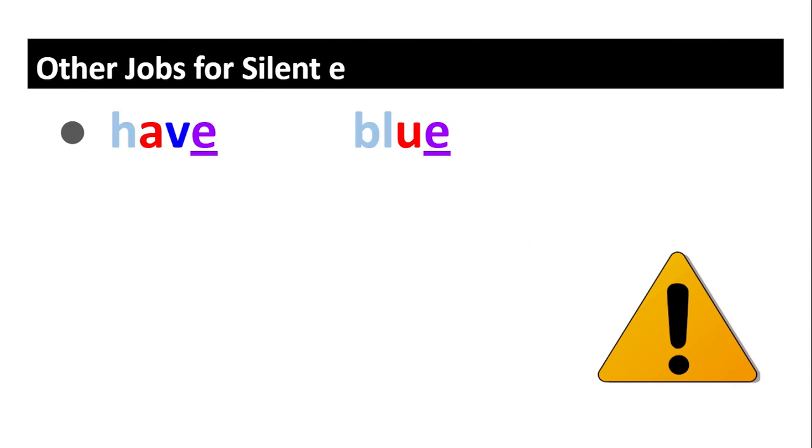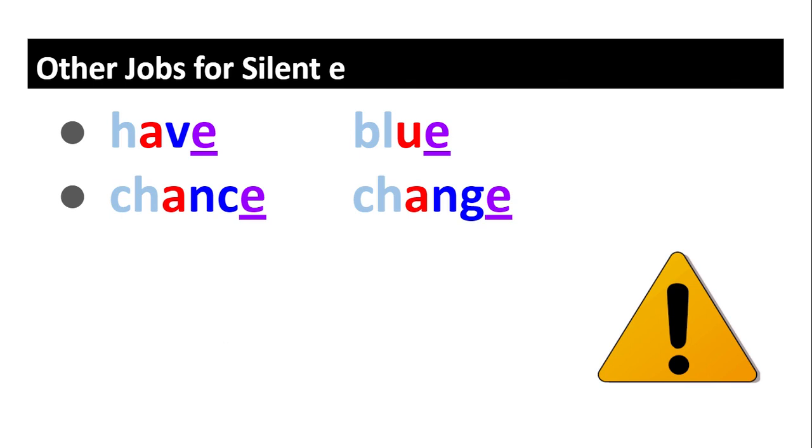In some words, like have and blue, it is not there to do anything to the vowel. It is there because English words are not supposed to end with the letters V or U because of handwriting issues, and those letters often get confused.